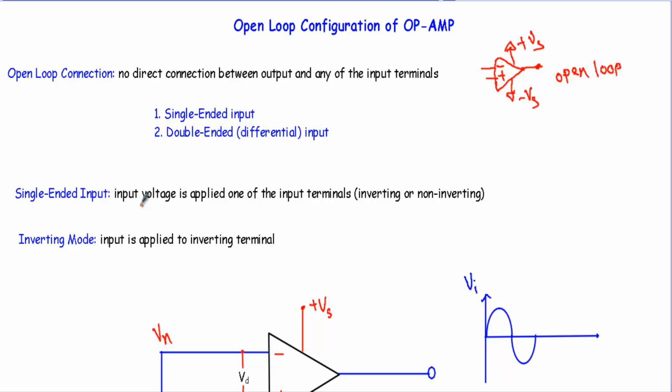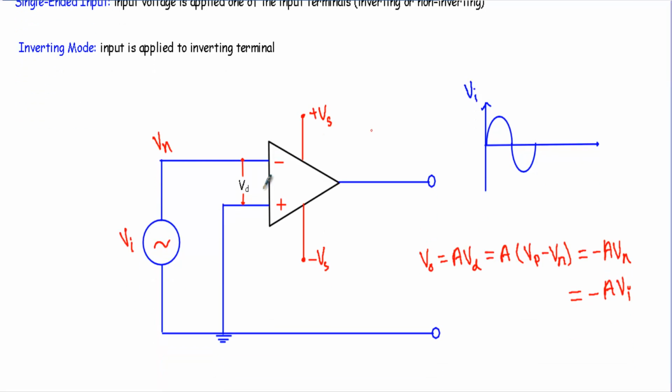Single-ended input means we will apply the input voltage at one of the input terminals, either inverting or non-inverting. If I apply the voltage to the inverting terminal, that will be known as inverting mode. See here in the circuit we have an operational amplifier, biased with plus Vs and minus Vs source. This is its output terminal. The non-inverting terminal is directly grounded, therefore Vp will be equal to 0, and I am applying the input voltage at the inverting terminal.